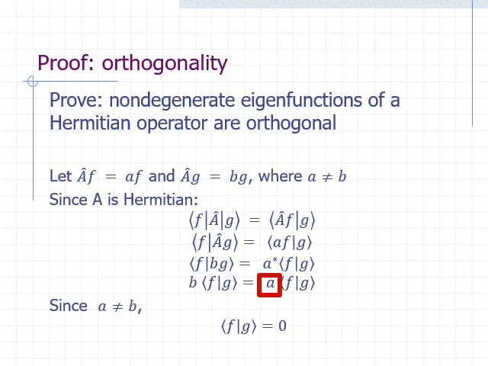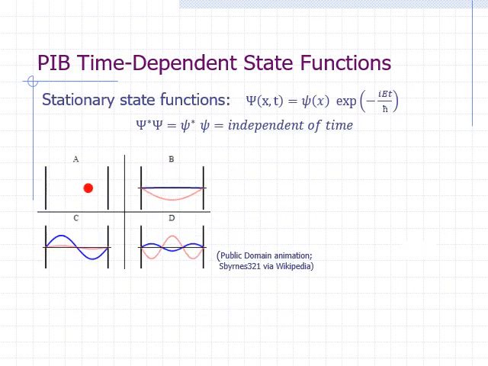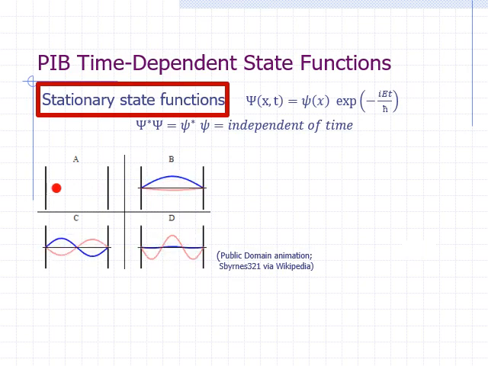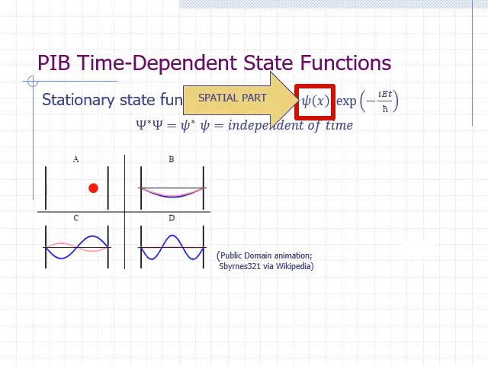Now, since a and b are not equal, the only way both sides of the equation can be equal is for the integral of f star g over all space to be 0. In other words, f and g are orthogonal. The PIB wave functions that we got from the time-independent Schrödinger equation, which depend only on x, are in fact just part of the overall wave functions called stationary state wave functions. They are called the spatial part and are represented by lowercase psi.